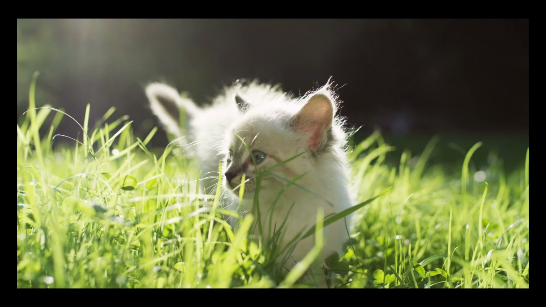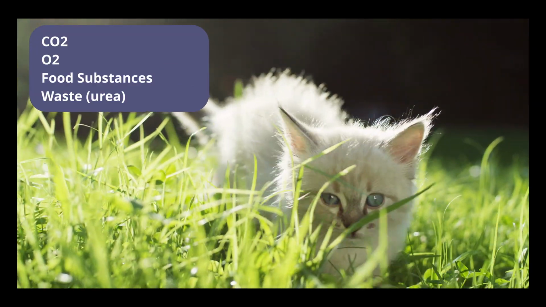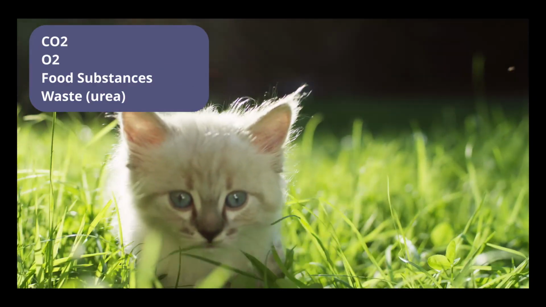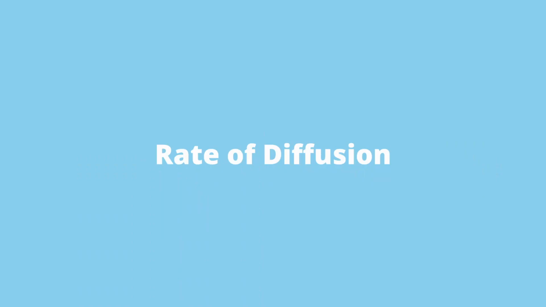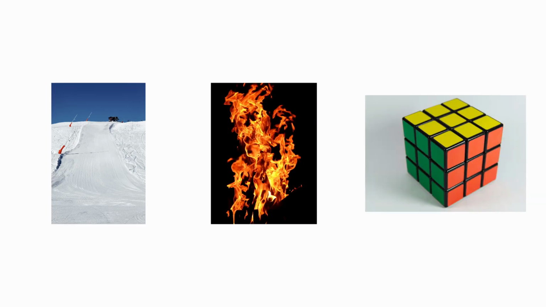Many substances move via diffusion in living organisms, namely carbon dioxide, oxygen, food substances, and waste like urine. The rate of diffusion can be affected by several factors. Firstly, concentration gradient. Secondly, temperature. And finally, surface area to volume ratio.